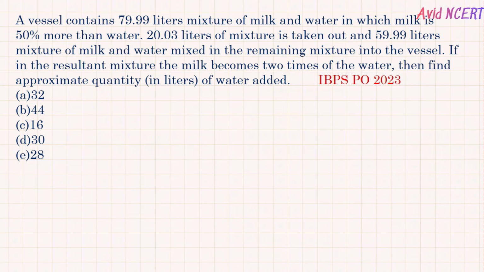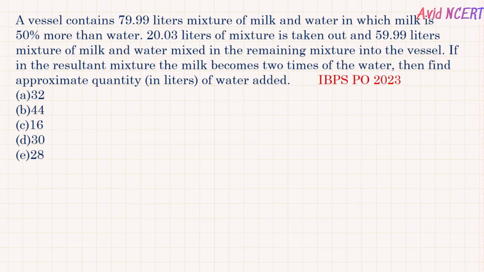This is Geeta. Today we'll be solving a question from the IBPS PO 2023 question paper. A vessel contains 79.9 liters of a mixture of milk and water in which milk is 50% more than water. So let's start solving the question directly. The question asks for the approximate quantity, so we are just going to round up the values.